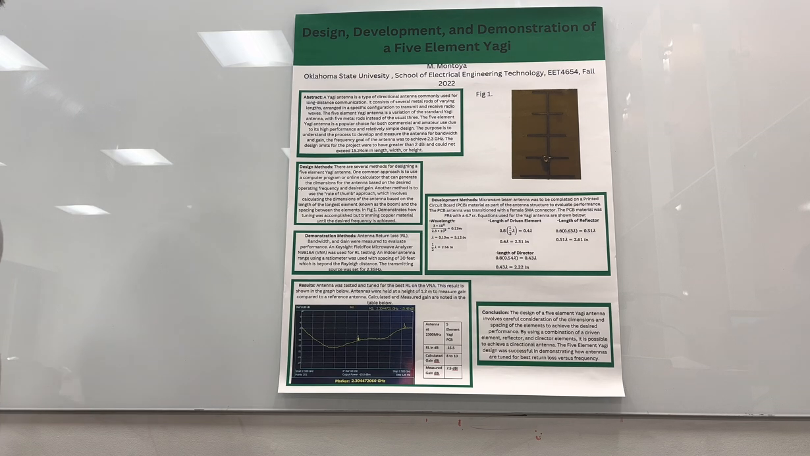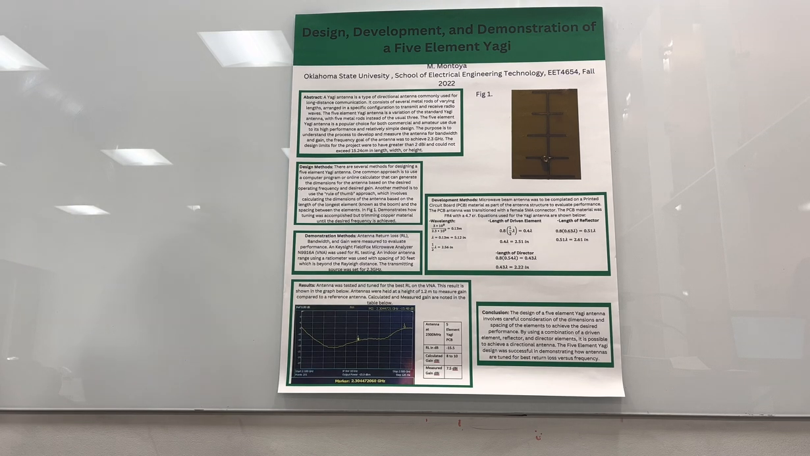The 5-element Yagi antenna is a popular choice both for commercial and amateur use due to its high performance and relatively simple design. The purpose is to understand the process to develop and measure the antenna for bandwidth and gain. The frequency goal for the antenna for this class was to achieve 2.3 gigahertz. The design limits for the projects were to have greater than 2 dBi and could not exceed 15.24 centimeters in length, width, or height.